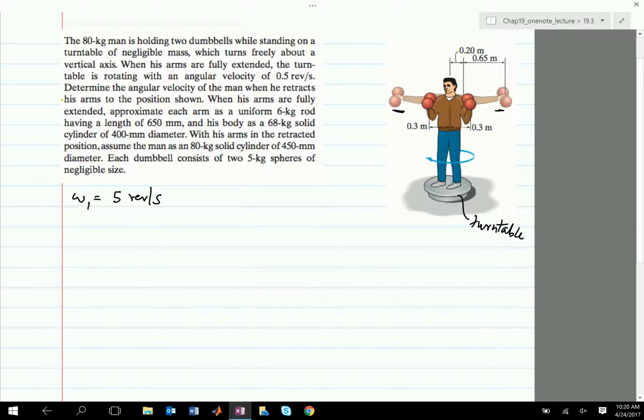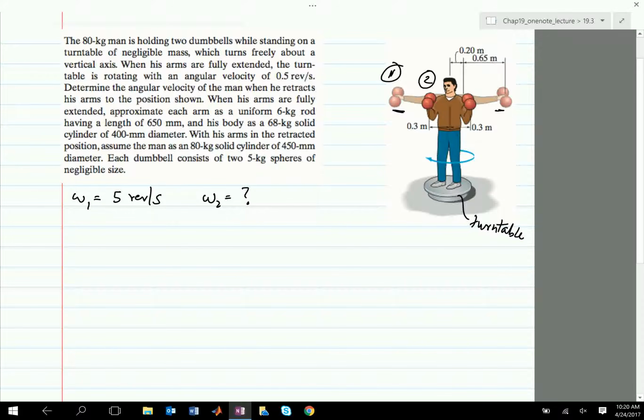Determine the angular velocity of the man when he retracts his arms to the position shown. So this is position 1, this is position 2. You got to find the angular speed when his arms are at 2. When his arms are fully extended, approximate each arm as a uniform 6 kg rod having a length of 650 mm and his body as a 68 kg solid cylinder of 400 mm diameter.